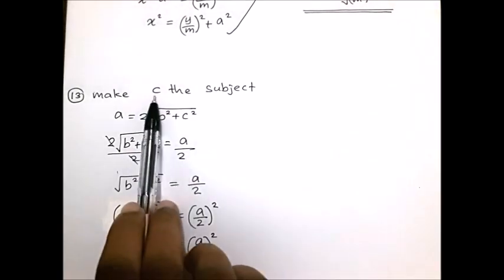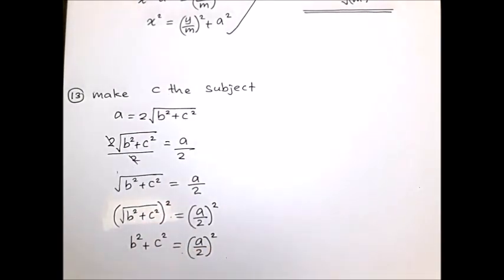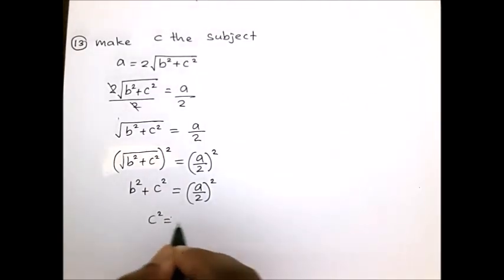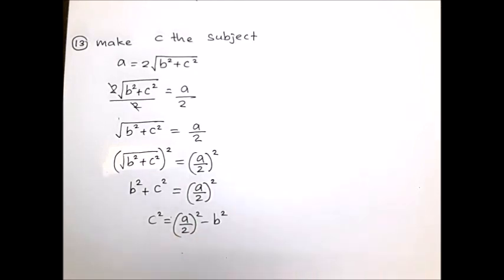You have to make c the subject. So take b to the power 2 to the right hand side. C to the power 2 equals a divided by 2 squared minus b to the power 2. Now you have to remove the square. Take the square root of both sides.